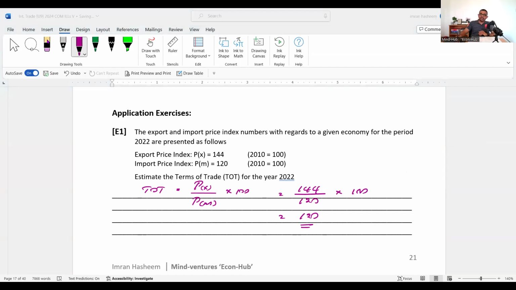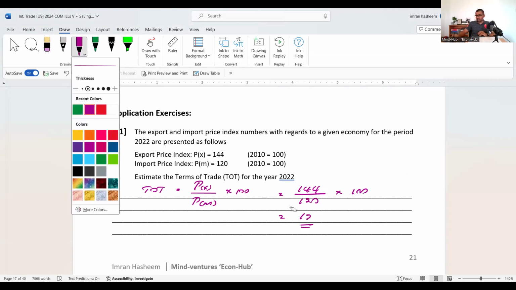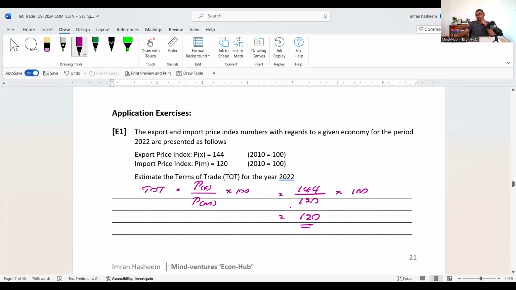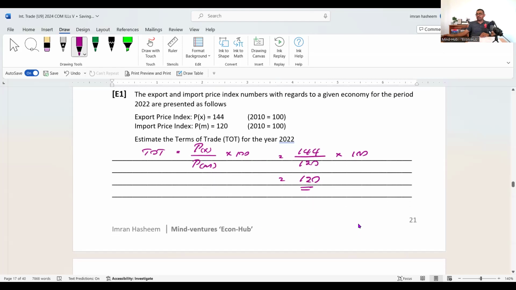Now, by looking at the 120, if you want to say whether it's an appreciation or depreciation of the terms of trade, that depends on whether you compare with the previous year or the base year. Against the base year, there's a 20 basis points improvement, meaning appreciation. Against the previous year, there could be an appreciation or a depreciation. That depends. Okay, that's done. Next.